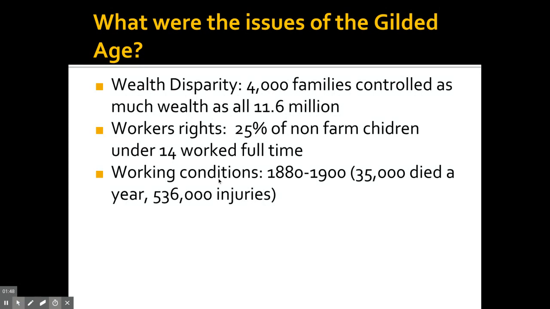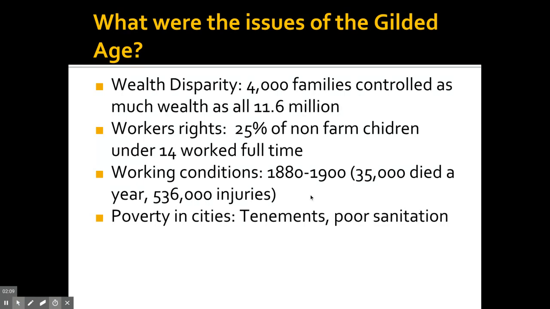Working conditions was another issue. Between 1880 and 1900, there were about 35,000 people that died a year in work-related accidents, and another 536,000 injuries each year during that time period, which gives you an idea that the conditions that people worked in weren't that safe back then.